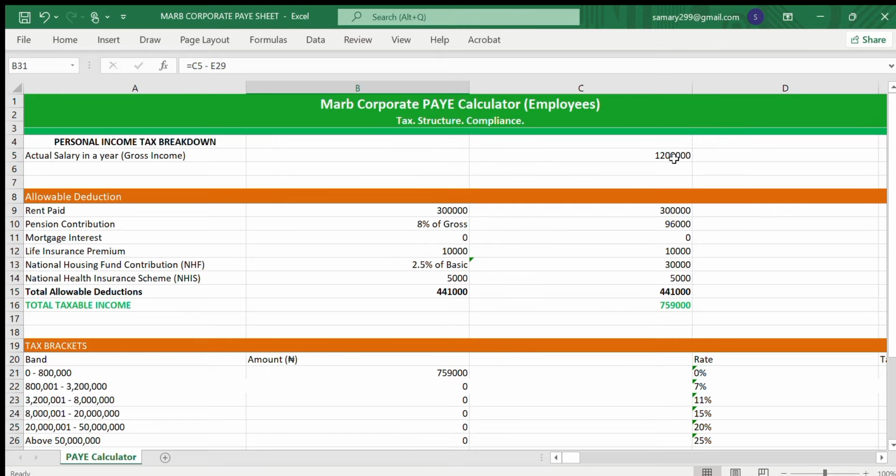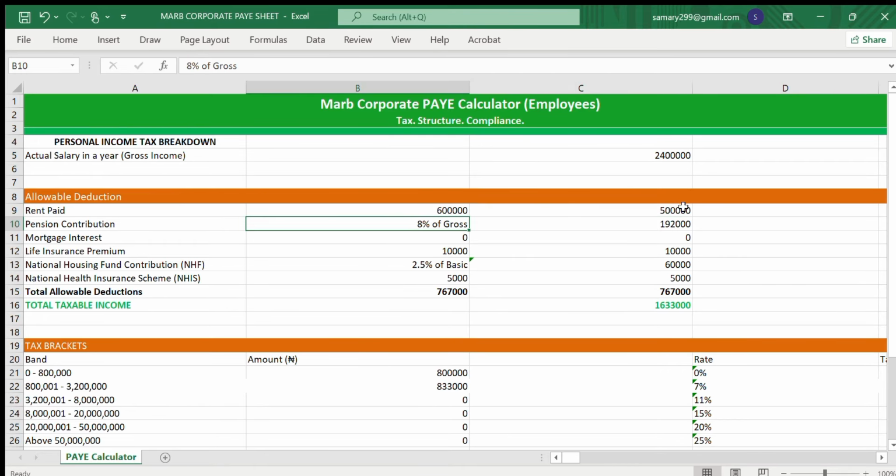Now let's increase this. Let's say annually your salary is 2.4 million naira, right? And this time around, because you're earning 2.4 million, you have moved to an apartment of, let's say, 600,000 naira. You see, our rent paid over here has increased to 500,000. Now, pension contribution too has increased.